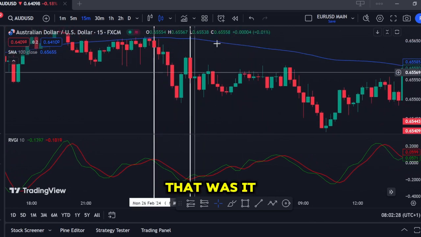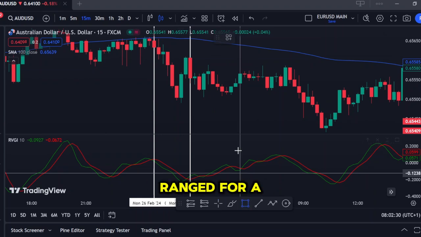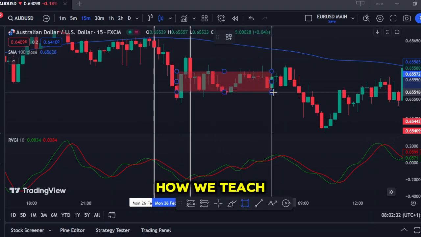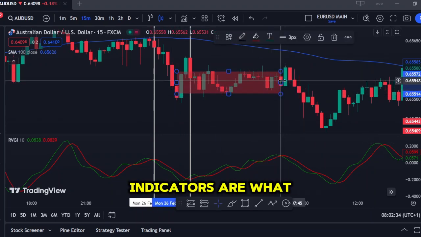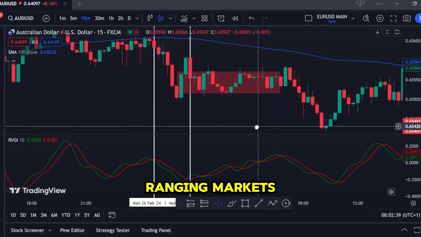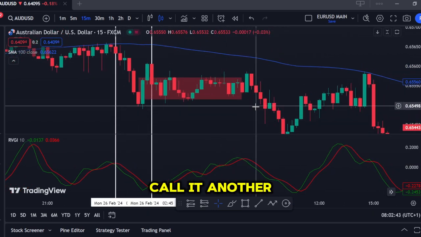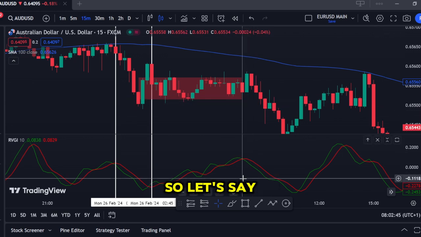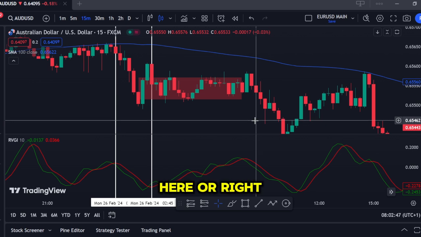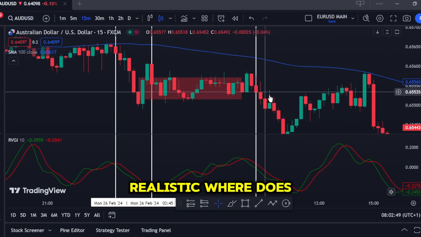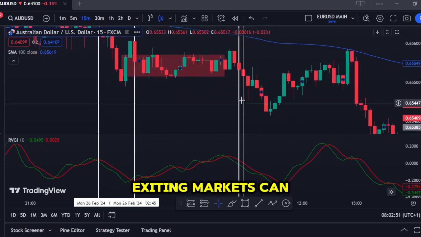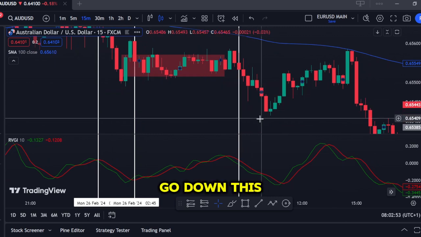So that was it. The market ranged for a while. If you know how we teach on this channel, volume indicators are what we use for offsetting or removing ranging markets. Now we got another signal right here. So let's say we sold right here or right here, to be more realistic. Where does this indicator tell us to exit the market? Can go down this way.